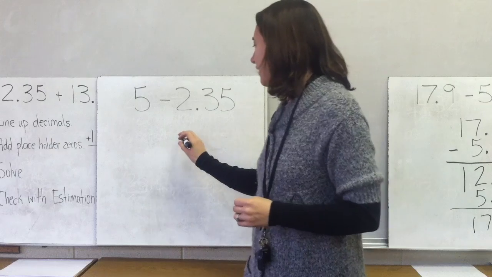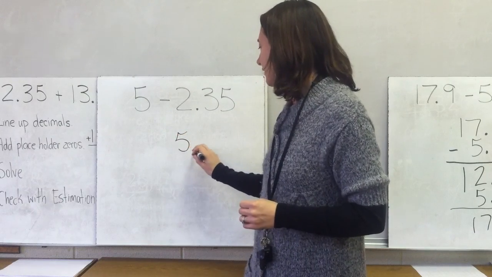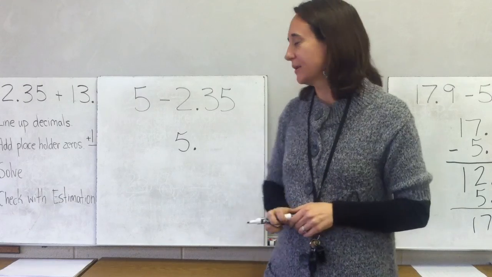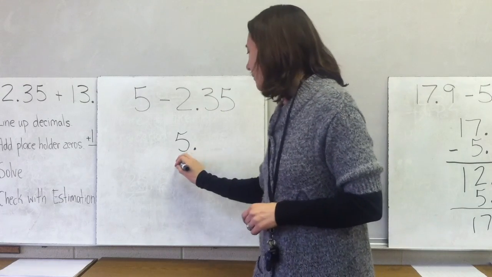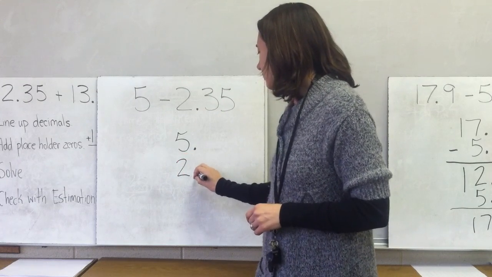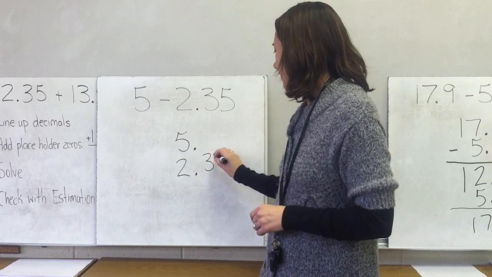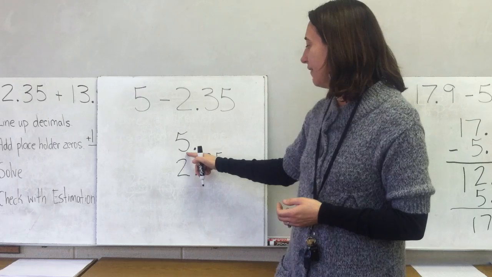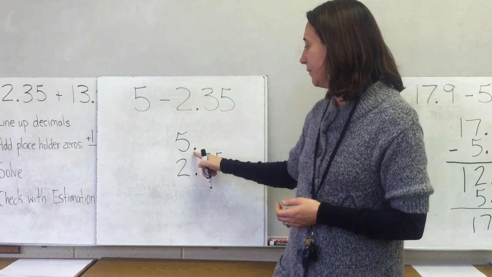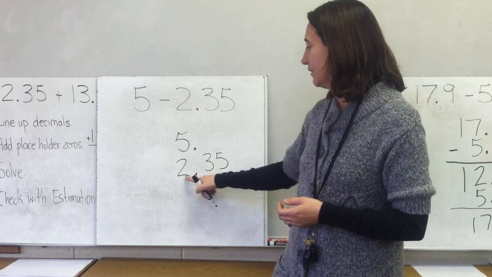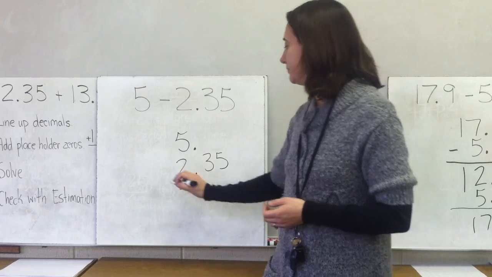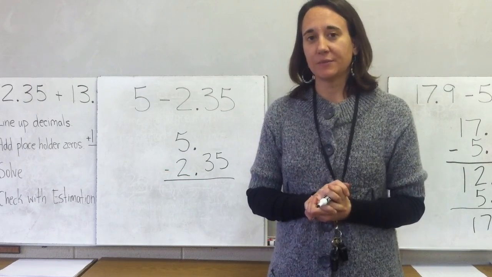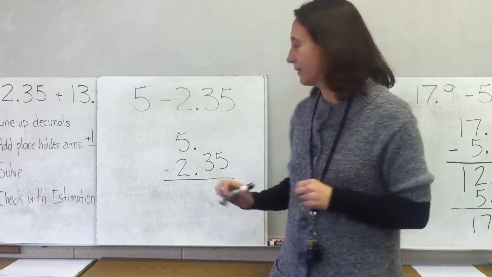So if we needed to line up, we could say 5 and put our decimal here. And let's see how many zeros we need to put. Let's line it up. We have 2 and 35 hundredths. You see how I lined up my decimals? Here was my 5, my whole number. Put a decimal behind it. I need to line up my decimal here. Put a 2 here. So how many placeholder zeros am I going to have to put? 2. That's right.